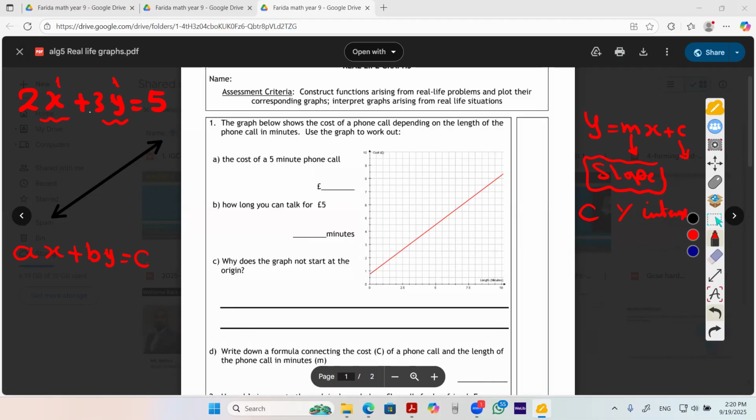But from this equation, how can we get the gradient, meaning we have to get m, the slope or the gradient, and how can we get c, the y-intercept? Can you tell me how we can get it? You forget about the 2x. So x equals 0.